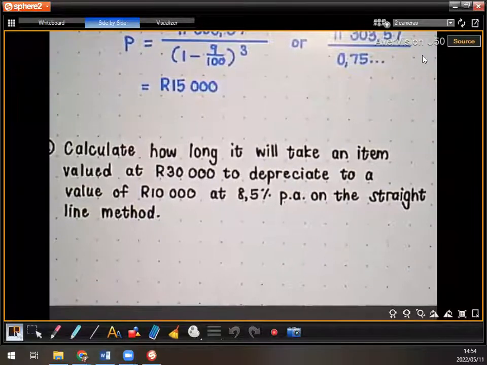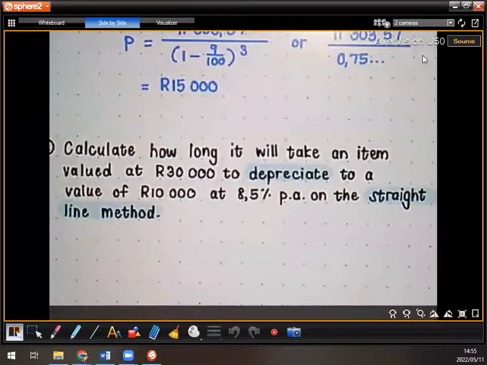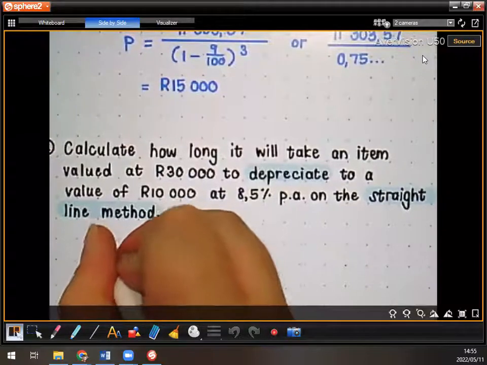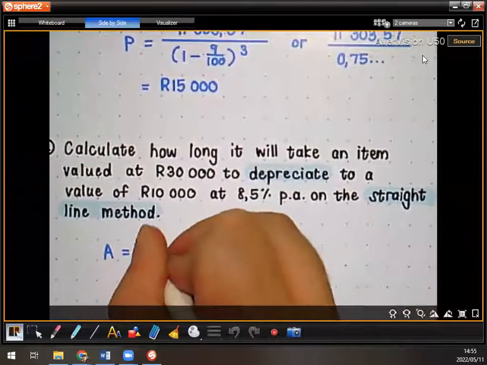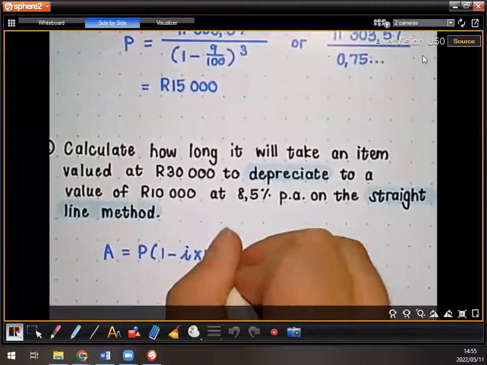Okay, again, we're talking about depreciation. We're saying depreciate, and now we're saying on the straight line method. So straight line, that is the simple one, simple depreciation. So that's the formula that we're going to write down: A equals P bracket 1 minus i times n.